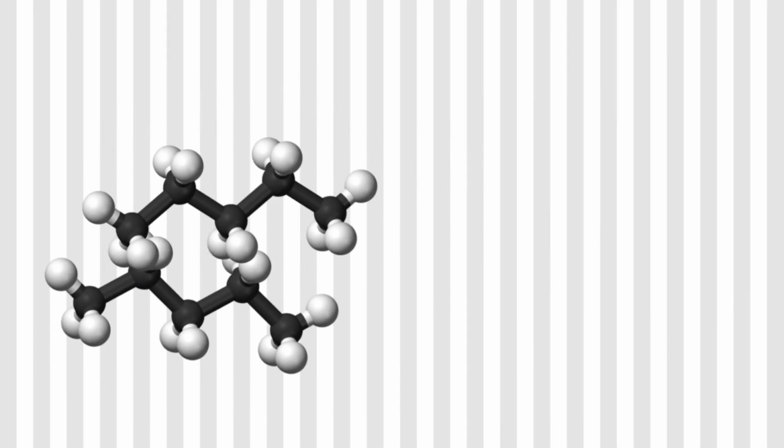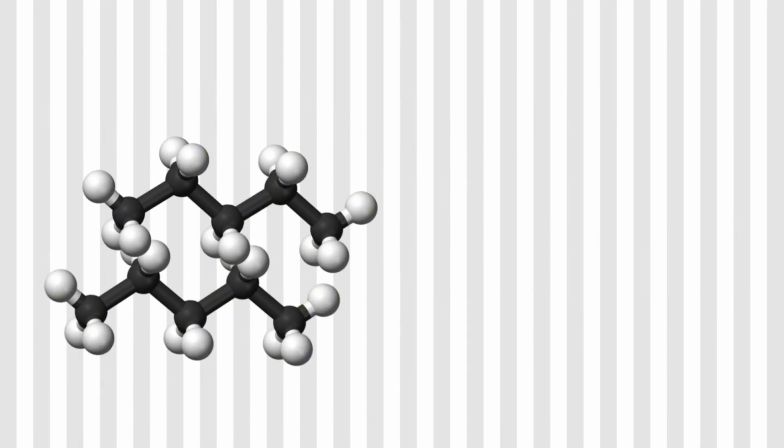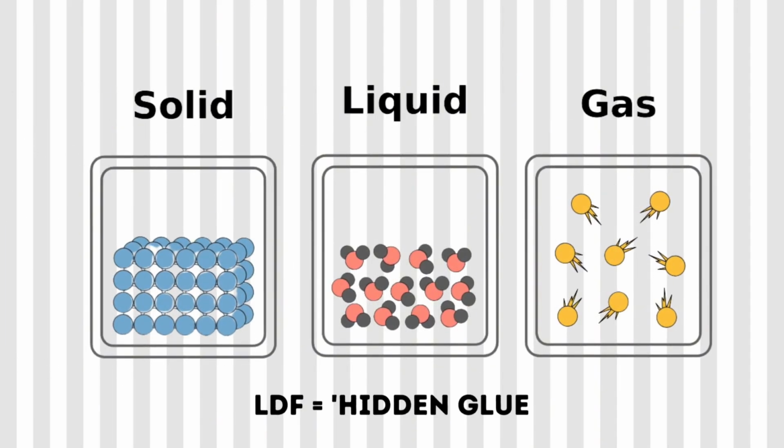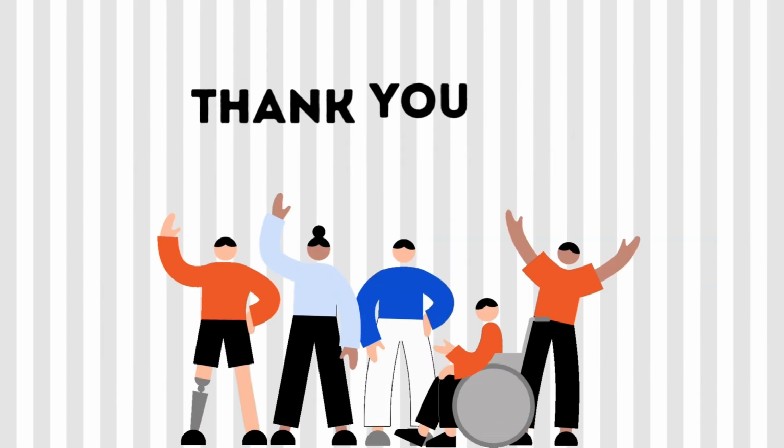We also looked at how shape matters. Like our pentane examples, the one with the most surface area wins. LDF is basically the hidden glue of the molecular world. It's what decides if the substances around us are solids, liquids, or gases.